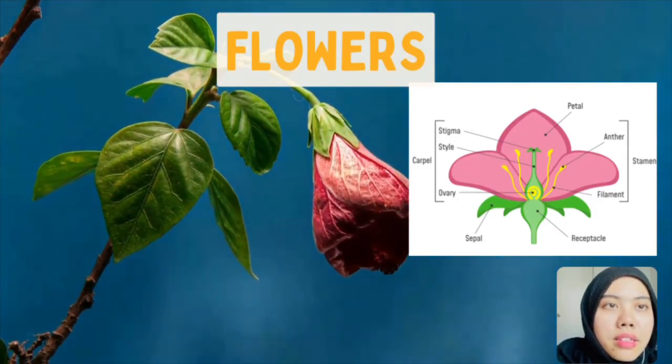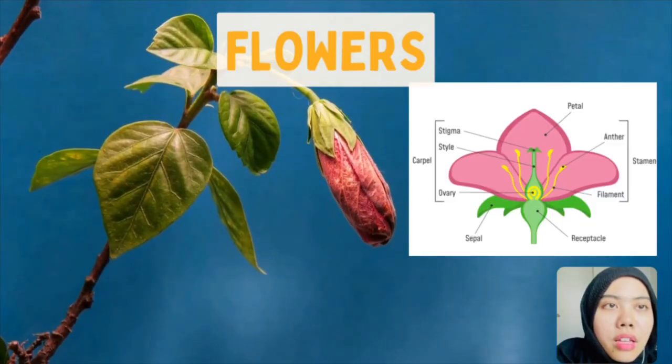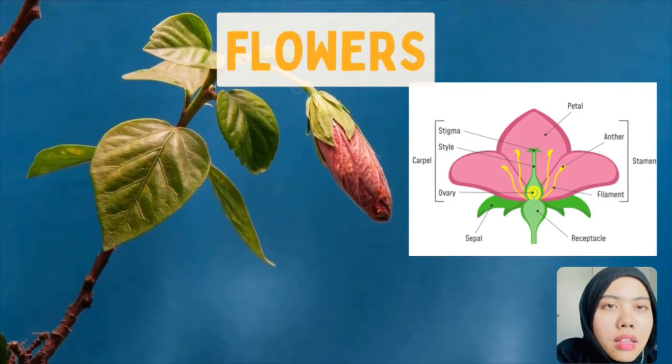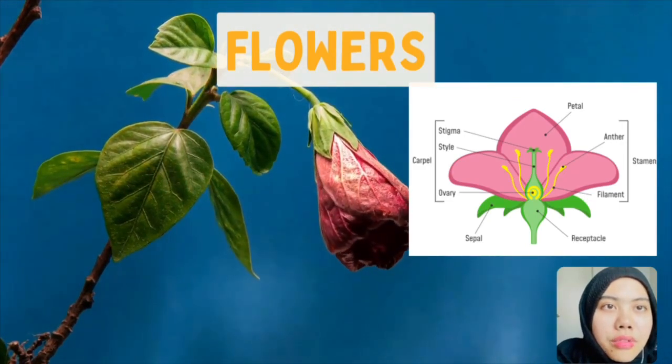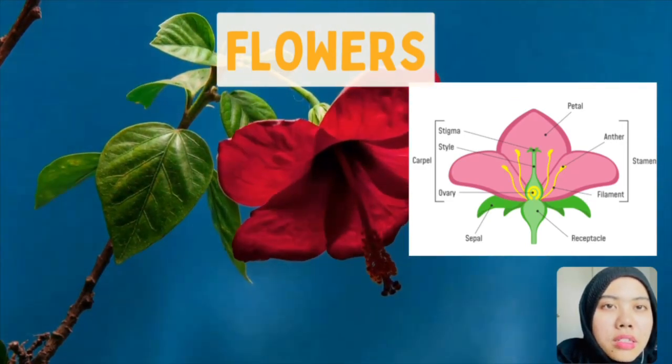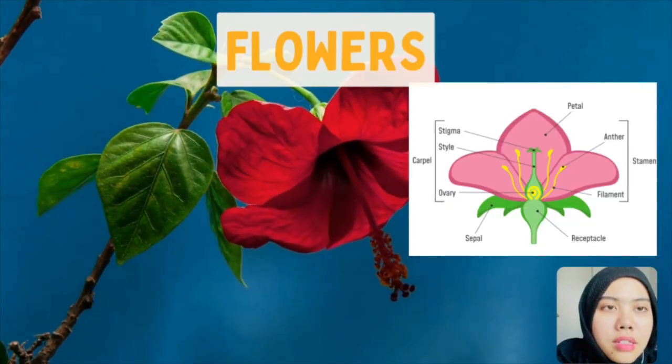The vibrant petals and supporting sepals serve to attract external helpers like insects or birds, like bees, which facilitate this critical transfer of pollen, ensuring the continuation of the plant species.